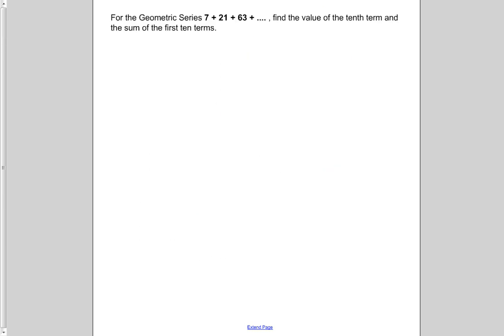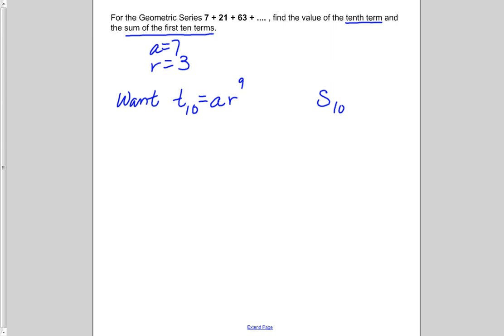For the geometric series, because there's adding signs, 7 plus 21 plus 63, I can see that my a value is 7 and my ratio is 3. I want the value of the 10th term, so I want T10, and the sum of the first 10 terms, so I want S10 as well. So for T10, my formula would be a r to the 9th. So 7 times 3 to the 9th. She's going to be big. 137781. Of course, I'm doing that in my head.